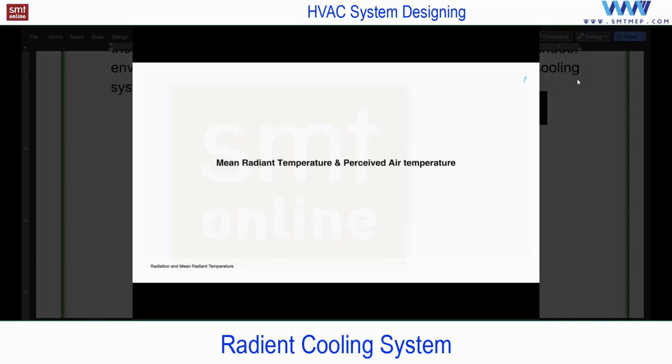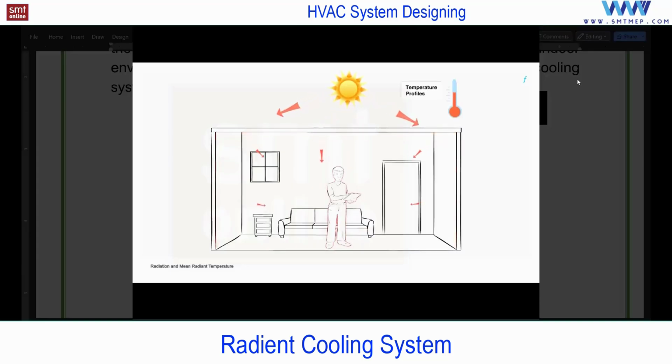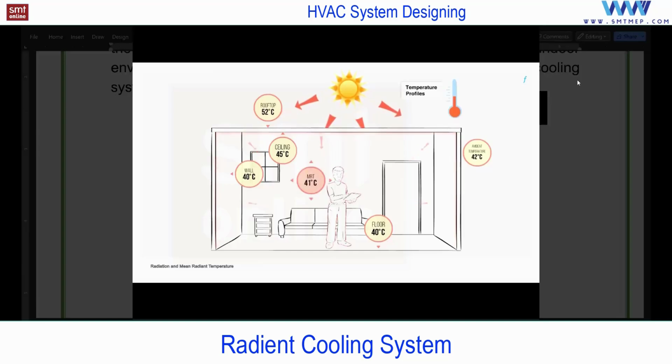Mean radiant temperature and perceived air temperature. One of the fundamental properties of heat transfer is that heat flows from a hotter body to a cooler body. In any room, there is constant heat exchange between the walls, roof, floor, people, and other objects. The weighted average of the temperatures at which the surfaces of all such objects in a room radiate heat is the mean radiant temperature. Mean radiant temperature quantifies the influence of surface temperatures on human comfort.